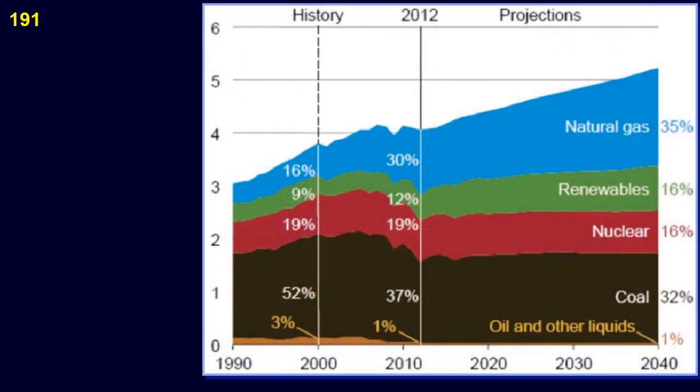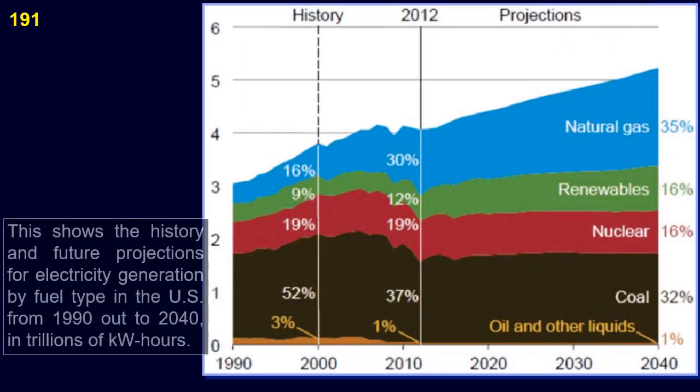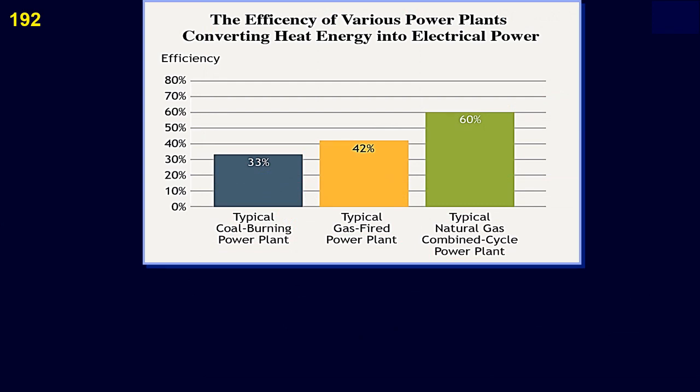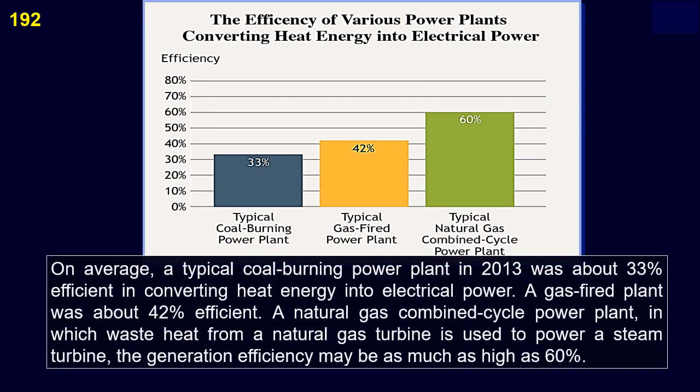This shows the history and future projections for electricity generation by fuel type in the U.S. from 1990 out to 2040, in trillions of kilowatt-hours. On average, a typical coal-burning power plant in 2013 was about 33% efficient in converting heat energy into electrical power. A gas-fired plant was about 42% efficient.